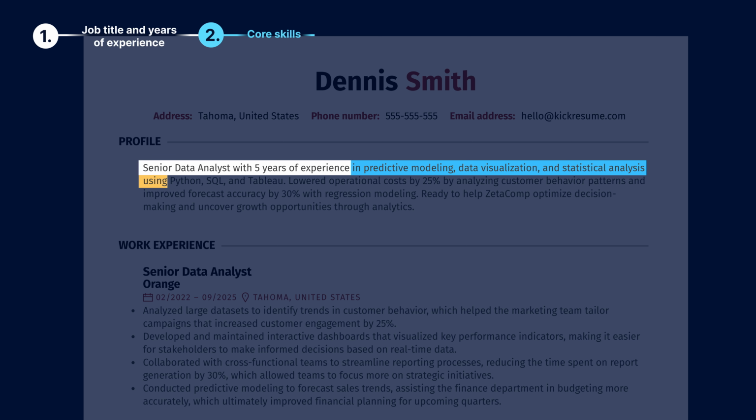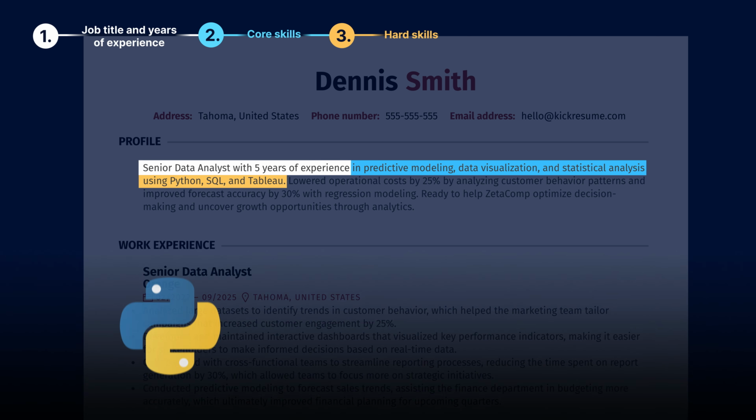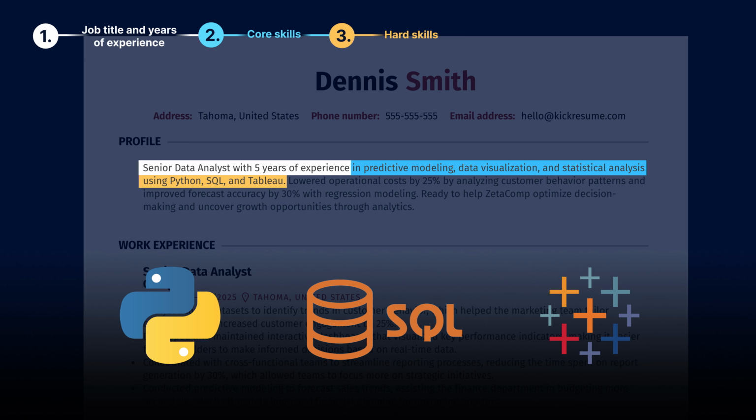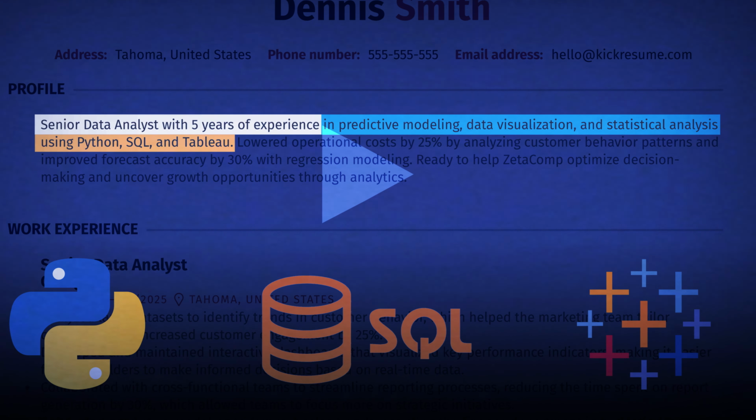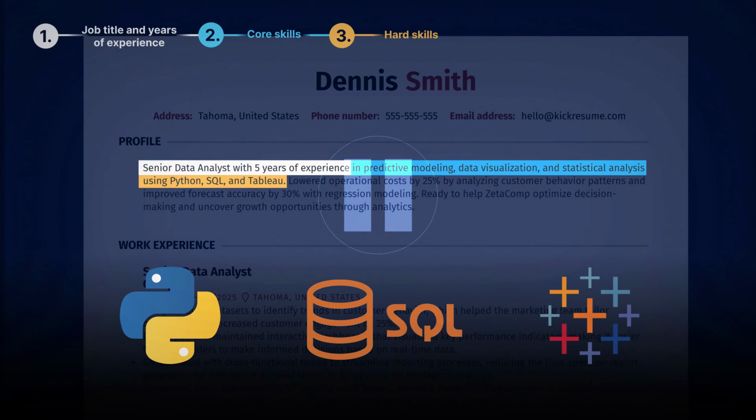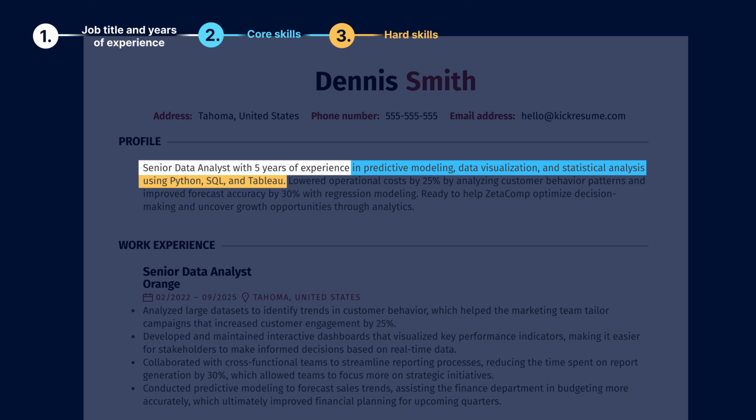Next, list your key hard skills. These are the technical tools and programs that you use. For example, Python, SQL, and Tableau. Again, focus on the ones mentioned in the job ad to show you've got exactly what they need.